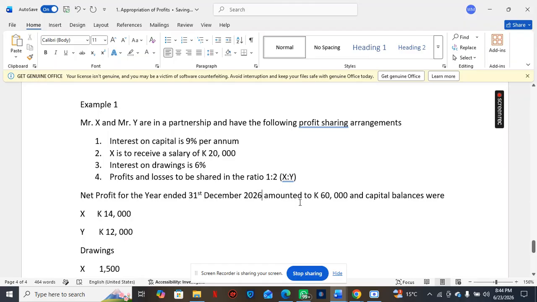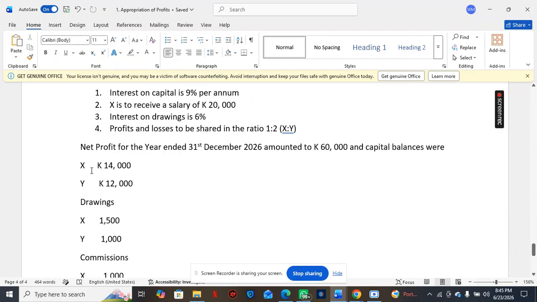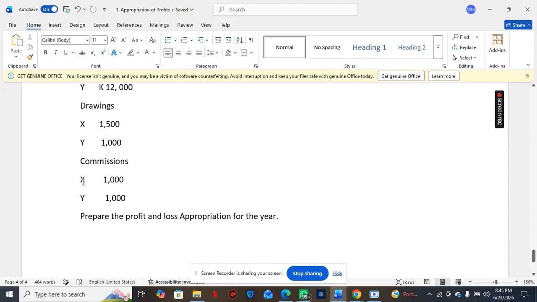Net profit for the year ended 31st December 2026 is 60,000. And capital balances were Mr. X 14,000, Mr. Y 12,000. So this is the capital each of these introduced into the partnership. You've been given the drawings, Mr. X 1,500, Mr. Y 1,000. Then we have commissions, Mr. X 1,000 and Mr. Y 1,000. So the question is, prepare the profit and loss appropriation for the year.